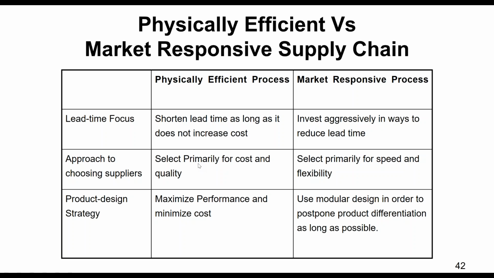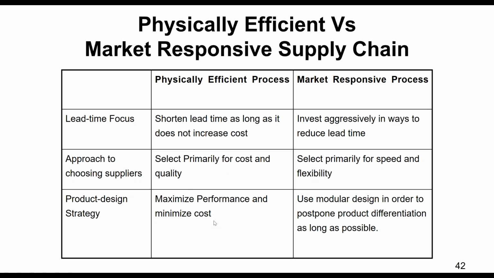Again, if it is a physically efficient process, I will go for a supplier who is cost effective. I will say, okay, fine, take another 2 or 3 days, but give me a better price. Here, in the market responsive process, I will not talk about your cost. I will say how early you can give me that stuff. So I will pay you a premium on top of it.